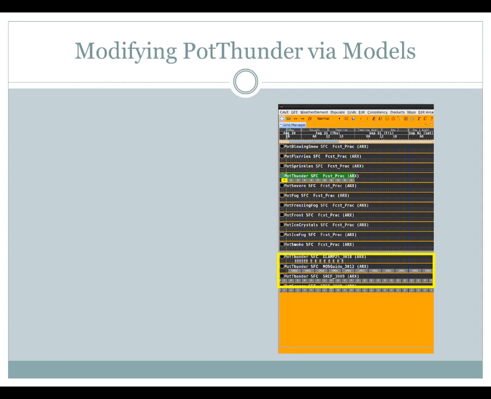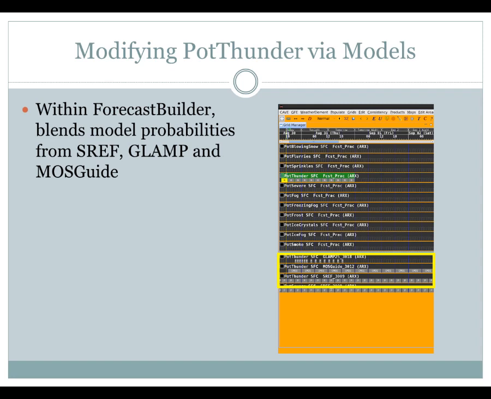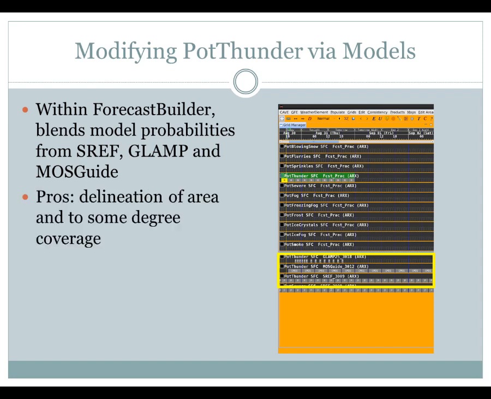A second way we can do this is via the models to produce the thunder grids. Within Forecast Builder you can blend model probabilities together from the SREF, the gridded LAMP or G-LAMP, and MOS guide. Big positives there: a decent amount of science and statistics goes into these grids, and so they will do a good job at delineating both the area and to some degree the coverage.